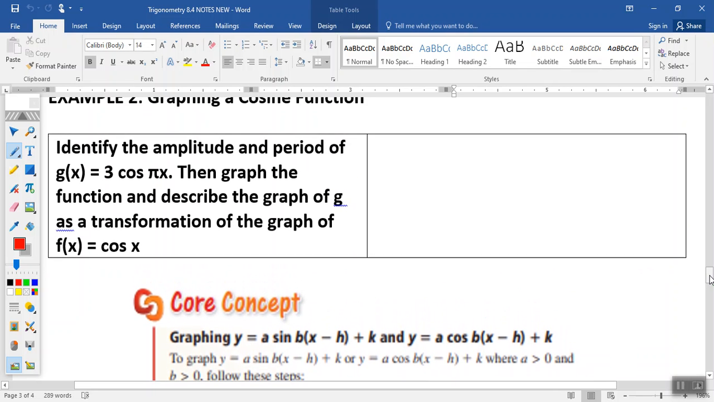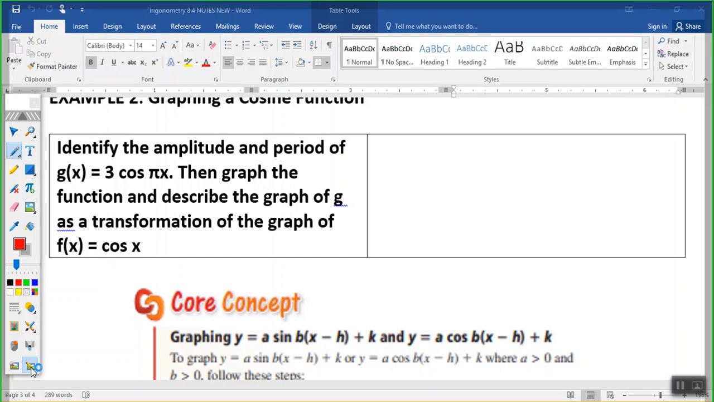Okay. Guys, we're looking at identify the amplitude and what? Period of 3 cosine. Ooh, we got a value in front of x right here. The 3 is like an a value. So what's the amplitude have to be, kids? Your amplitude is going to equal 3. Okay, the new one right here is then graph it. We'll graph it in decimals here, but they also want to know what else, kids? The period.